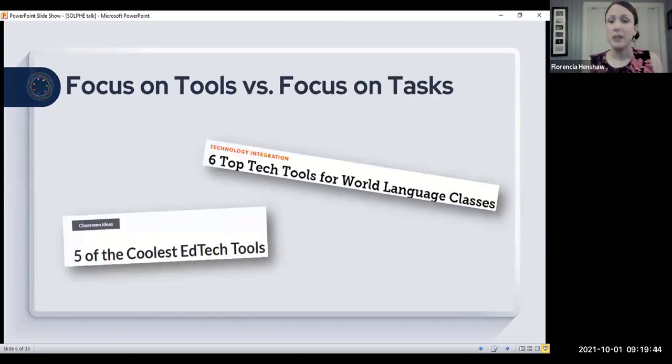What you see, speaking of clickbait, is a lot of these headlines or blog posts, which I understand you have to give it a catchy title that will make people want to go and read your blog. Things like 5 of the coolest tech tools, or the 6 top tech tools for world language classrooms. These kinds of headlines and these kinds of posts clearly focus on tools much more than focusing on the tasks.